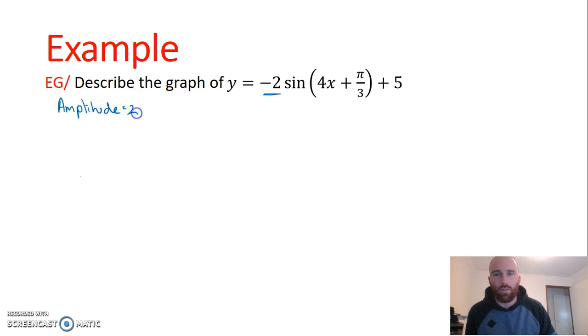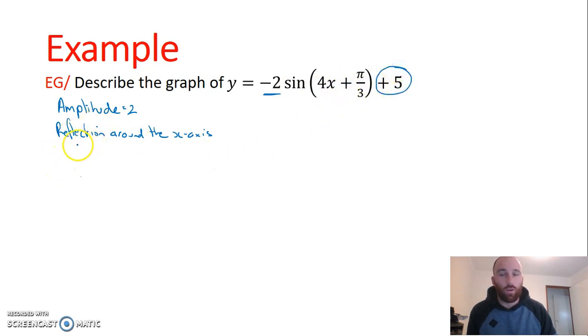The amplitude is 2, nice and easy. What we have is that negative sign. That is actually a separate transformation, and that is a reflection around the x-axis. On the outside, with the plus 5, we actually have a vertical translation of 5, 5 upwards.